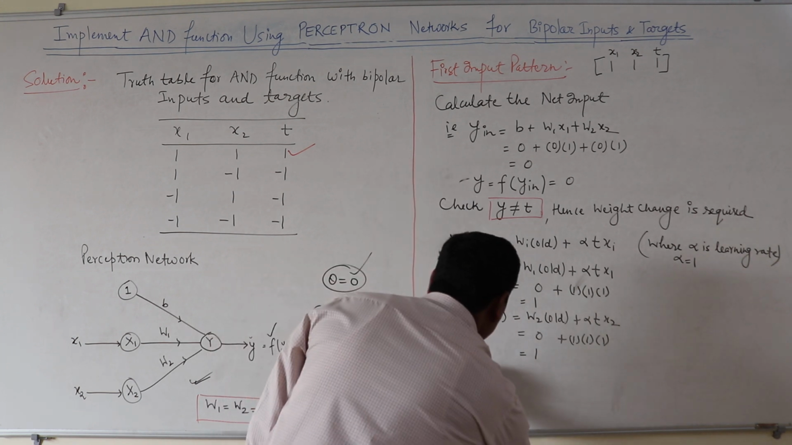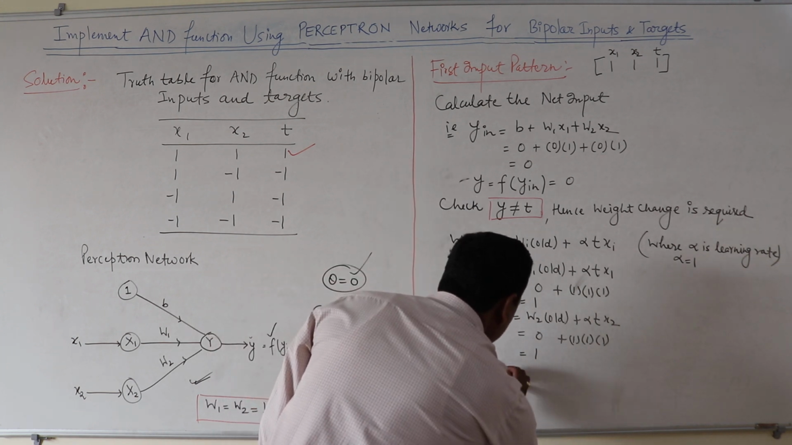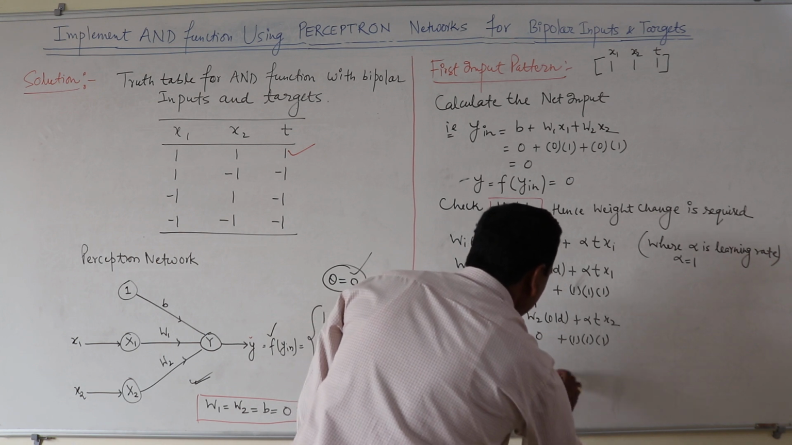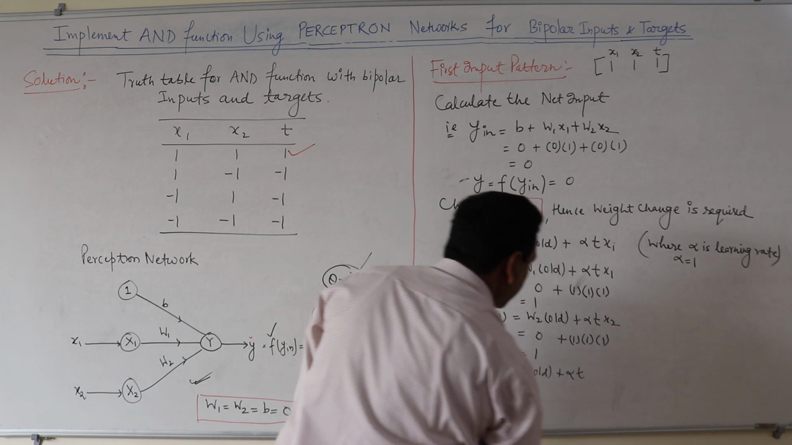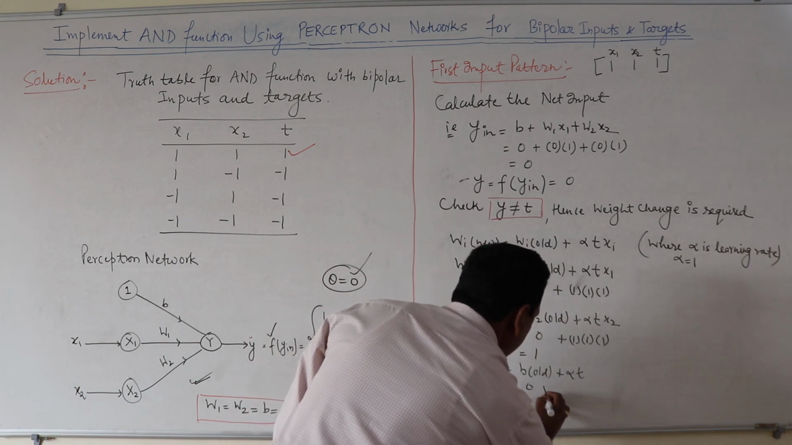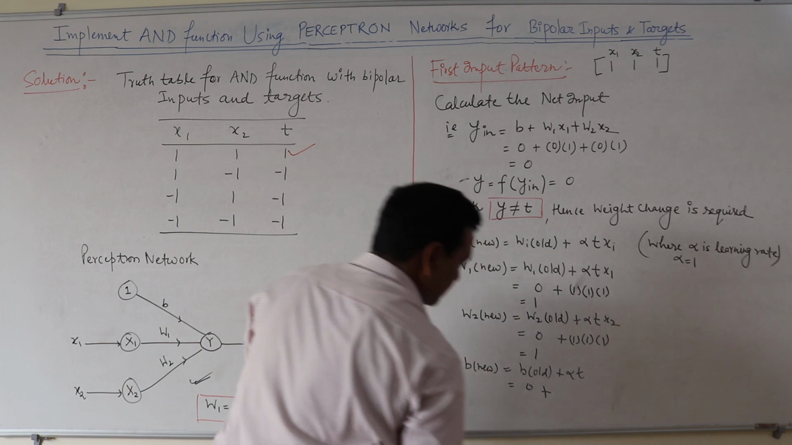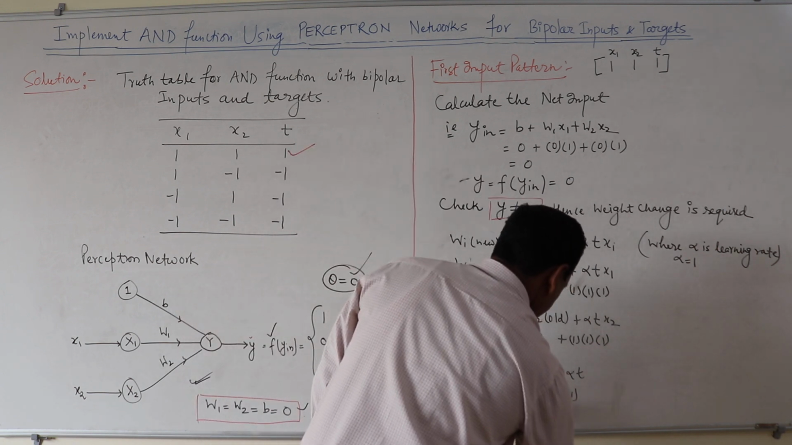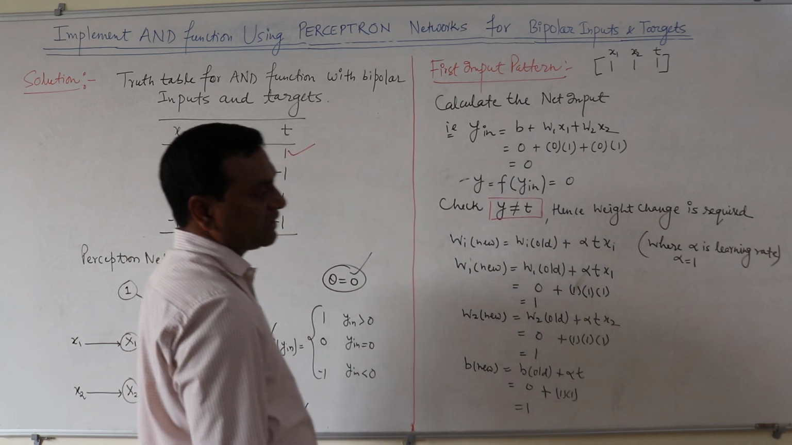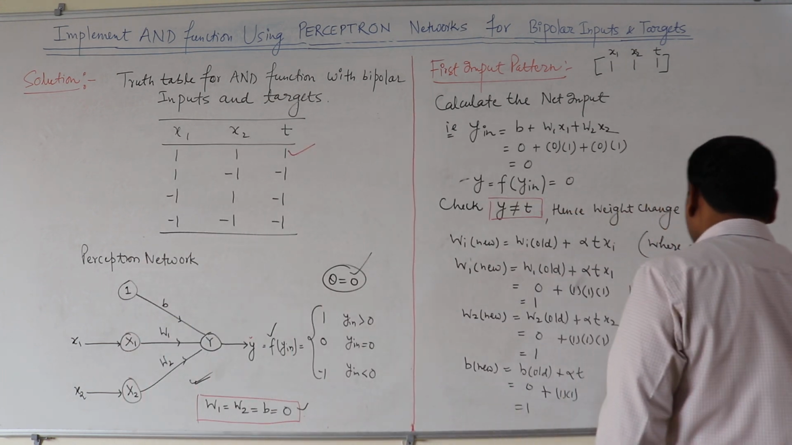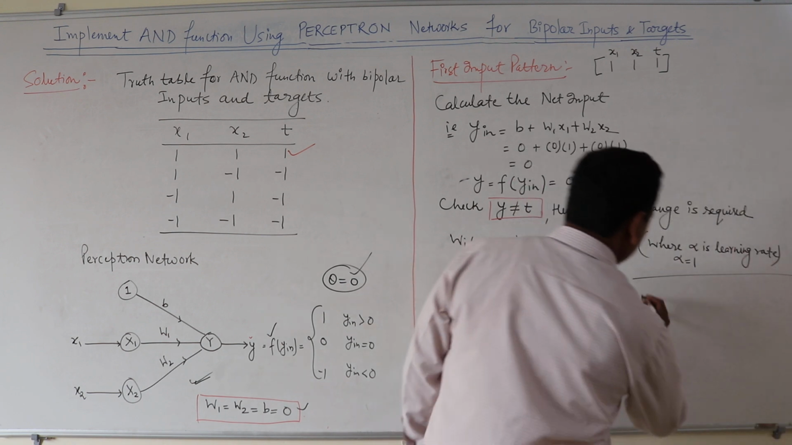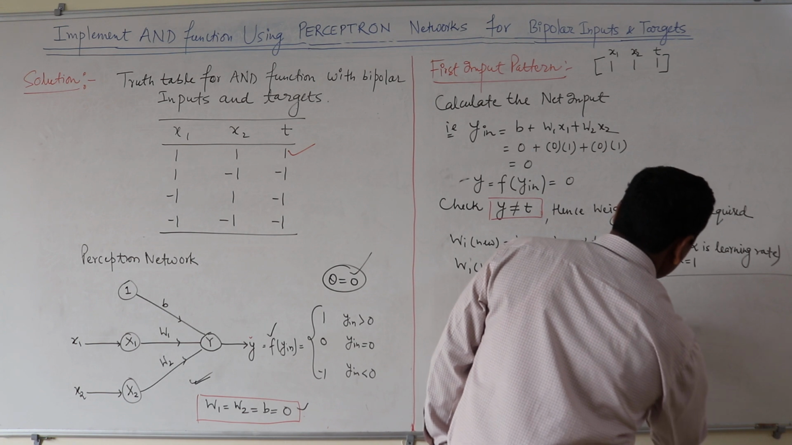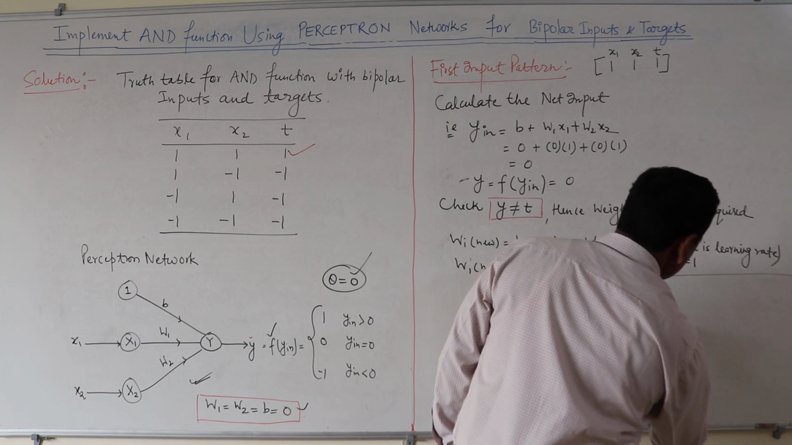Now B, this is B new, this is B old plus alpha t. B old is 0, alpha is 1, t is 1, so this is also 1. So we can say that W1 is 1, W2 is also 1, and B is also 1.